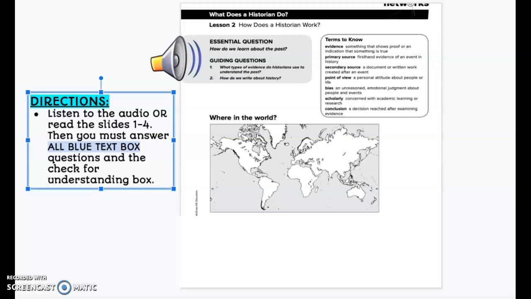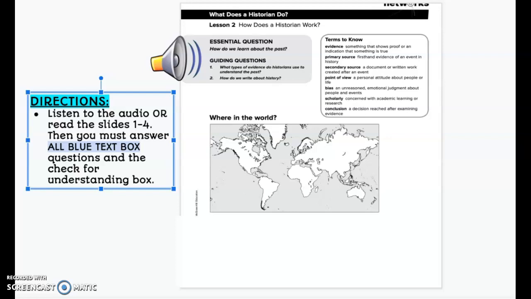Terms to know. Evidence. Something that shows proof or an indication that something is true. Primary source. First-hand evidence of an event in history. Secondary source. A document or written work created after an event.